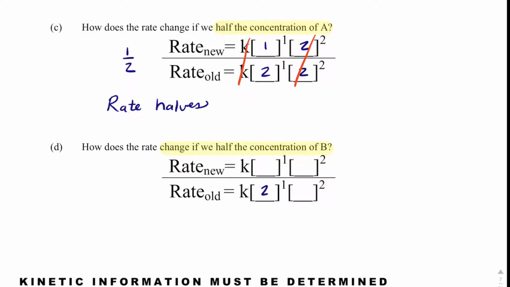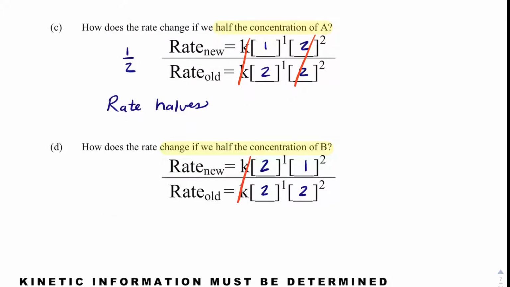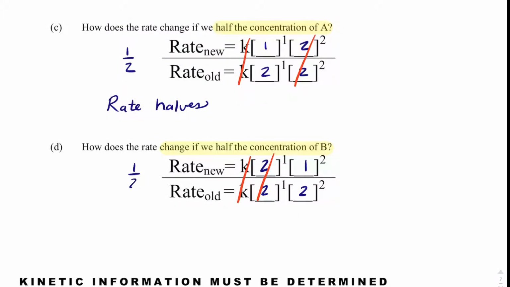We start out with 2, and then A stays the same, and B goes to 1. And so I can cross out what cancels. K cancels, and A cancels. And so I'm left with 1/2 squared. And that is equal to 1/4. And so my rate is now 1/4 of what it was.